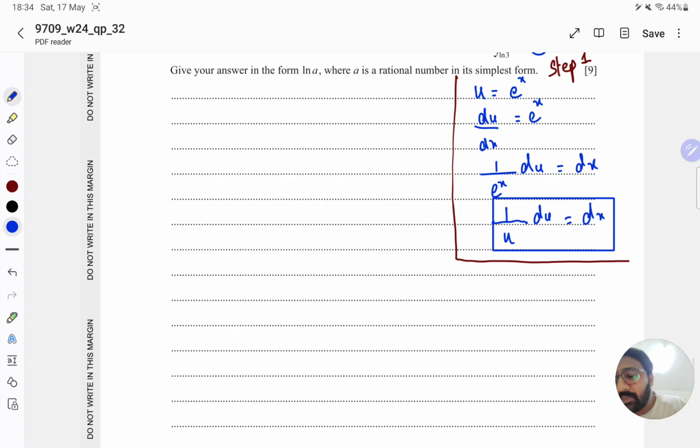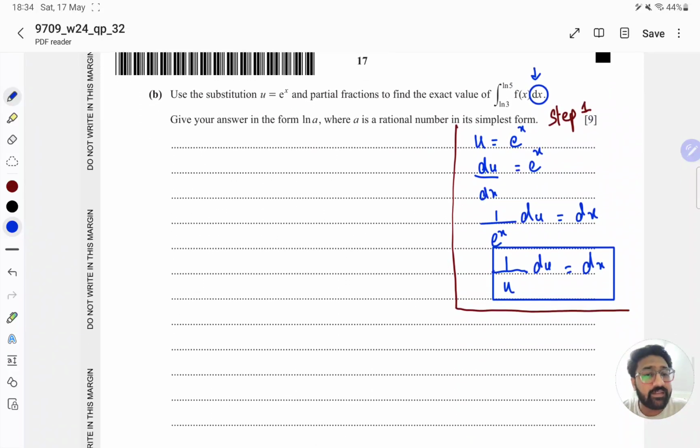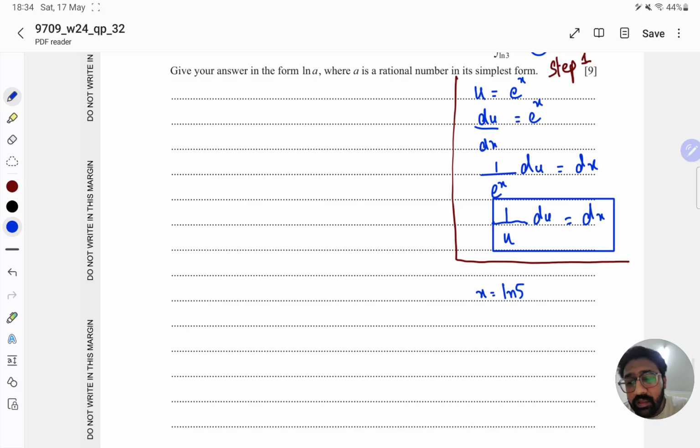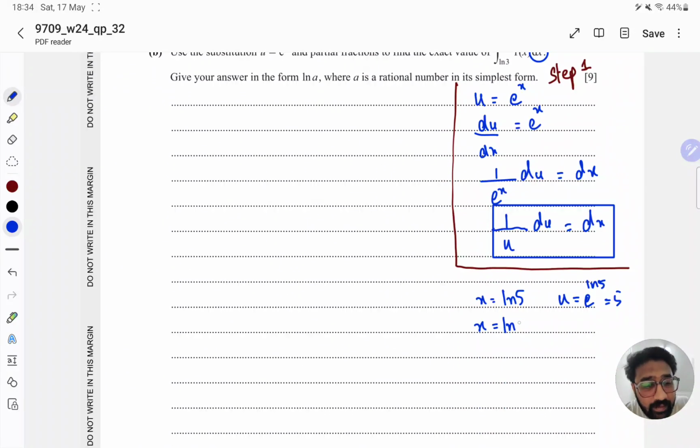Now step number 2 is to change the limits as well. I know that x has a limit of ln of 5, so u will be e raised to the power of ln of 5, which gives me the value of u as 5. Similarly, x also has the limit ln of 3, so you will have e raised to the power ln of 3, which will give me 3 as the other value. So this was step number 2.